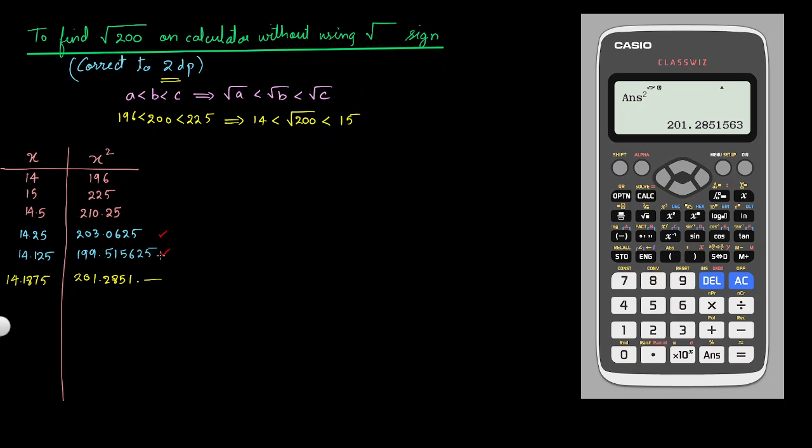So we need to check out two values. So now I know that the root lies between, again I've got a value which is more than 200. So I know it is lying between 14.125 and 14.1875. We just got this 14.1875.